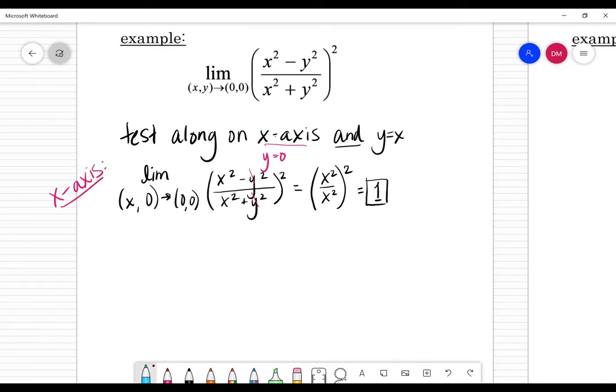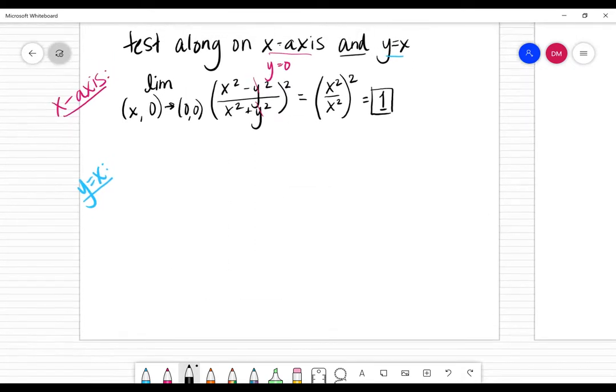So the second test we're going to do, to make sure it approaches the same value here, is y equals x. That will be our second. And so for that, if I'm approaching that limit for my ordered pair, then really what I'm looking at is that y and x are going to be the same value. So if x is some value, y will be that same value. So we're looking at what happens as that approaches 0, 0. And again, of my function x squared minus y squared over x squared plus y squared, quantity squared.